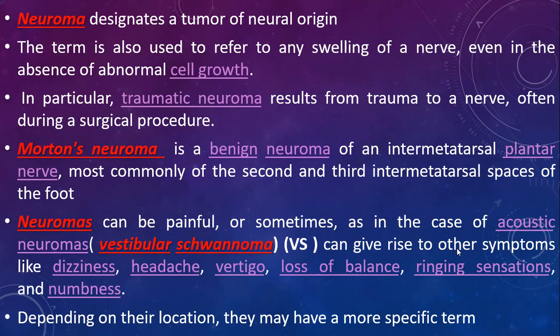Neuromas can be painful and sometimes, as in the case of the acoustic neuroma, which is correctly called vestibular schwannoma, VS, because acoustic neuroma is a misnomenclature, can give rise to other symptoms like dizziness, headache, vertigo, loss of balance, ringing sensation or rotation sensation, and numbness. Depending on their location, they may have a more specific term.